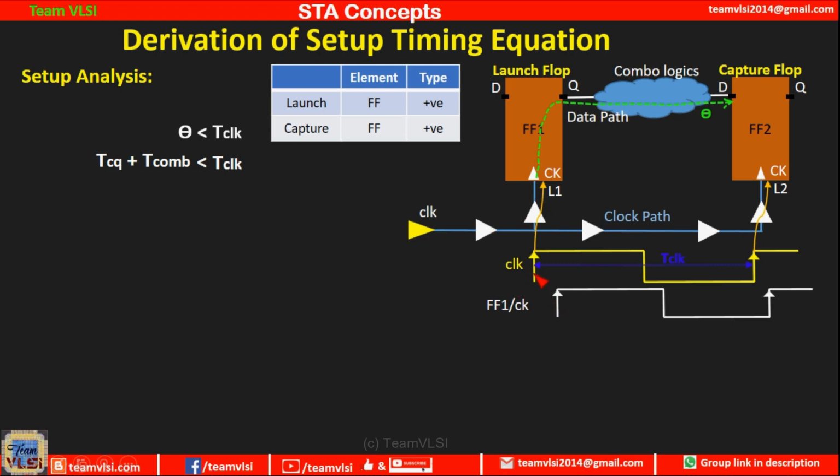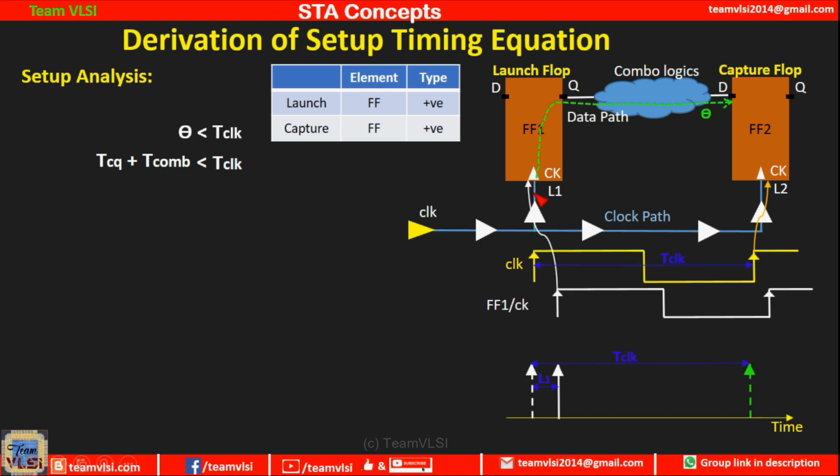After L1 time, the clock edge appears at the clock pin, right? And we can visualize that here. Ideally, at these points the clock edge should appear on both the flops, but due to latency, the rising edge will appear at flip flop 1 after L1 time, right? And after this rising edge appears, it will launch the data.